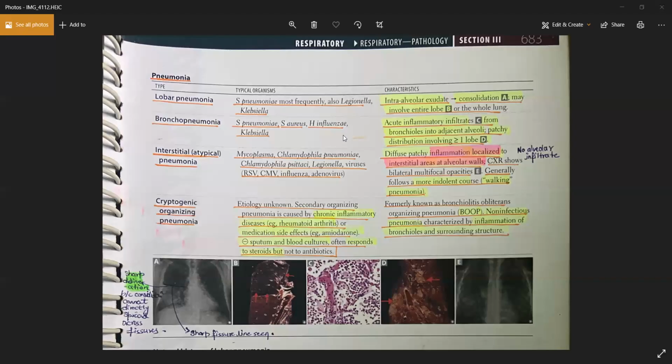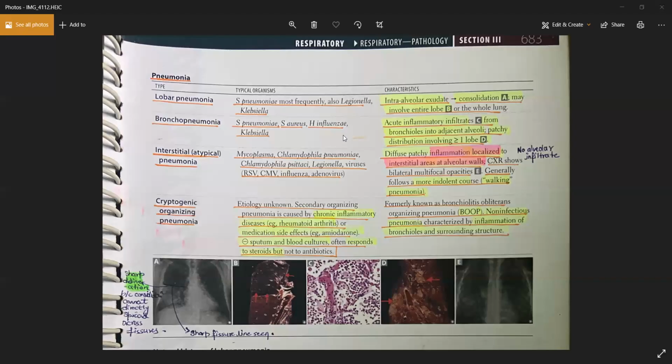It could be caused by Streptococcus pneumoniae. It could be caused by Staphylococcus aureus. Remember the post-influenza pneumonia? Aureus can cause it. Haemophilus influenzae and Klebsiella can all cause it. So more than one lobe is involved. Bilateral involvement is more common. Multiple areas will be involved. A patchy distribution is there.